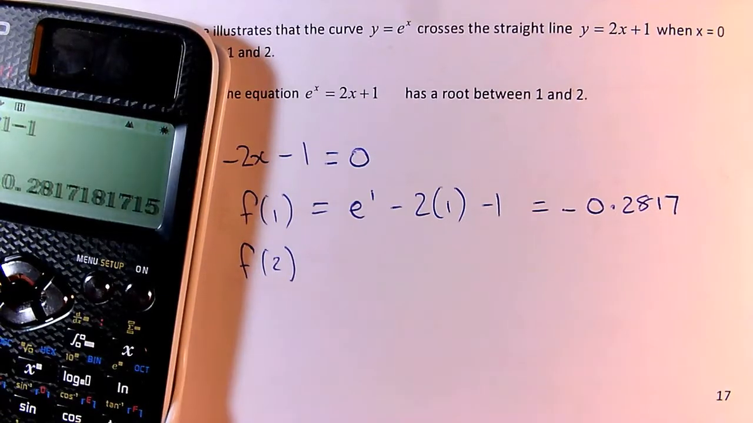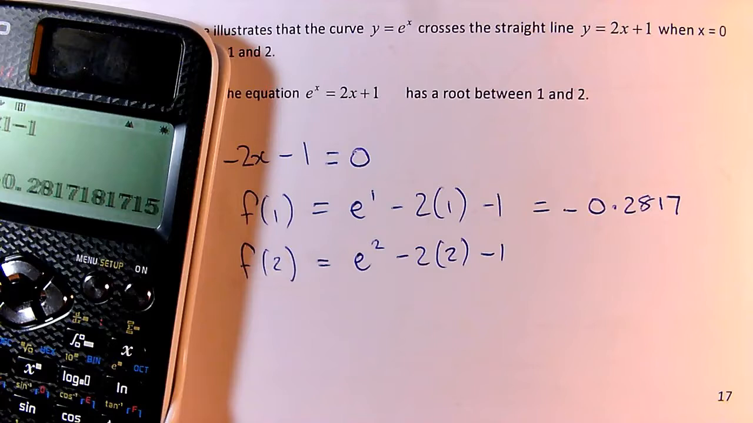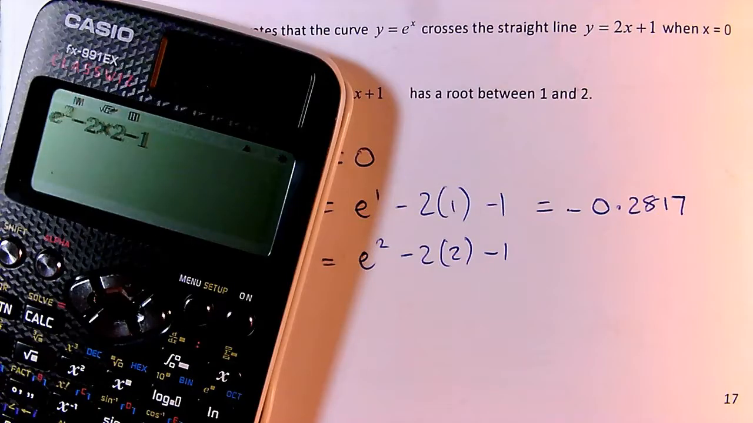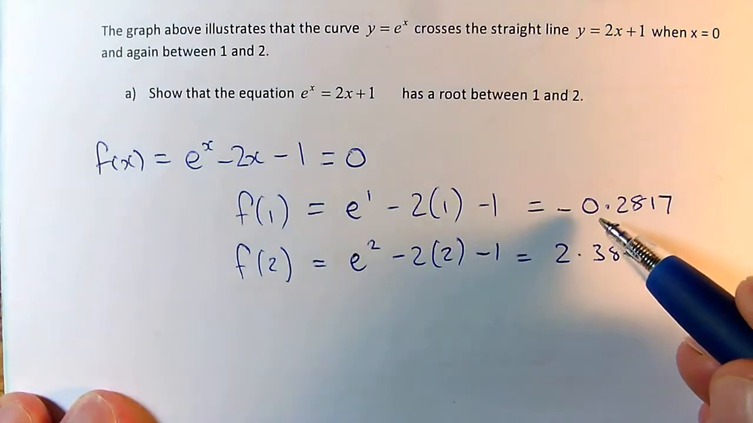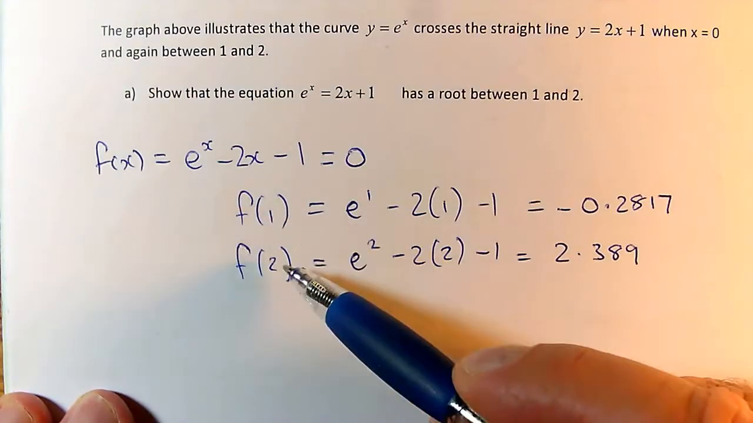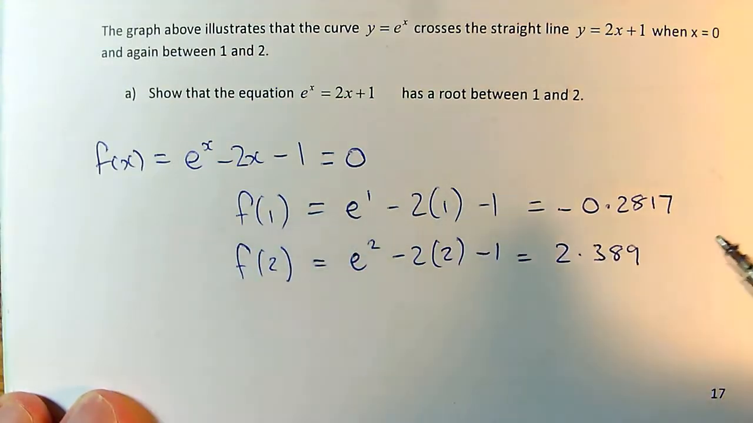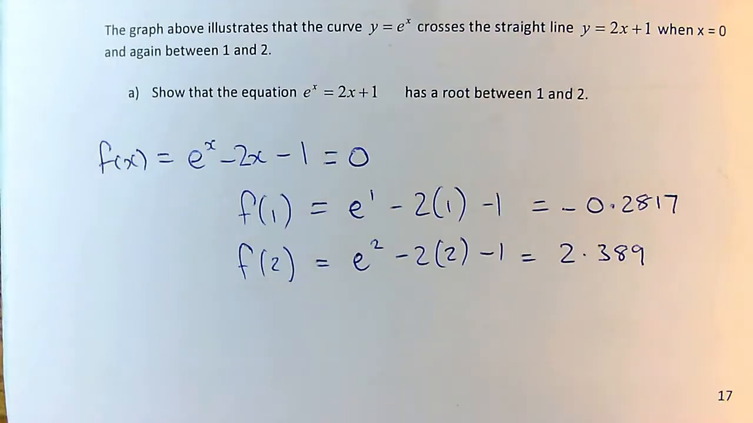And then we do the same thing for f of 2. So here's 2 substituted into the formula and on the calculator. Same calculation as before, but changing the 1s to 2s. And I get 2.389. So the key idea has worked. I've gone from being minus to being plus. So somewhere in between this 1 and this 2, there must be a number that makes the answer to this calculation 0. Don't know what it is yet, but I know it's between 1 and 2.